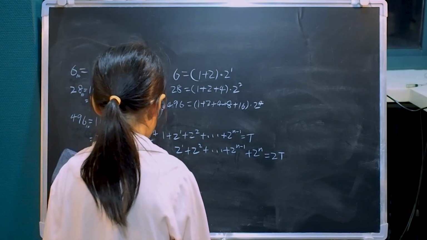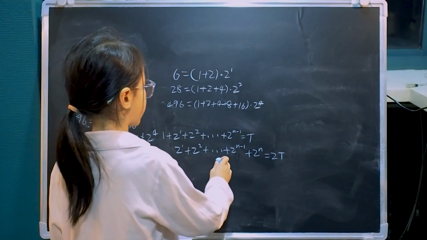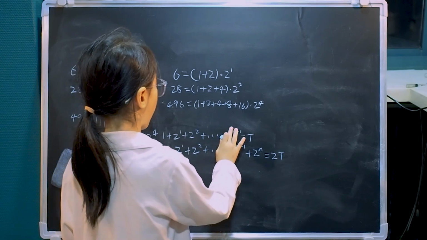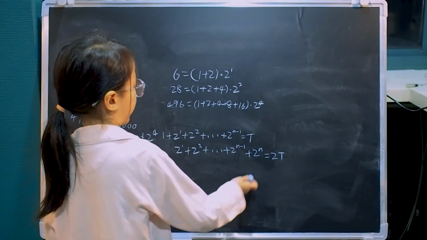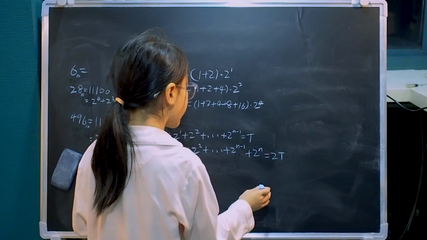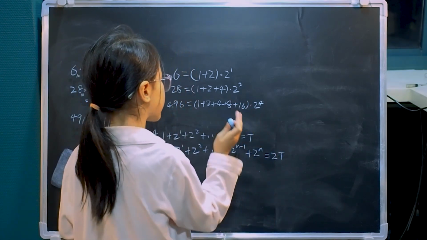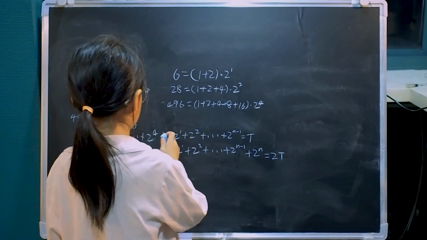So actually, we can subtract them. We use this to subtract this, so this all cancels out. So actually, we get 2t minus t, so t. So we get t equals 2 to the n minus 1.